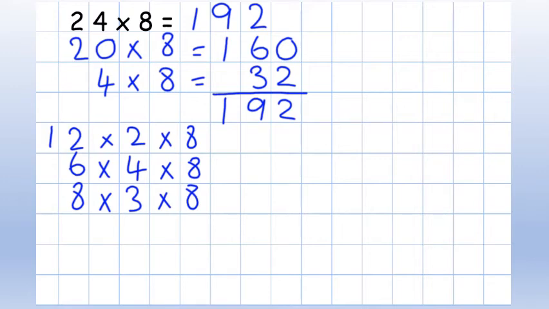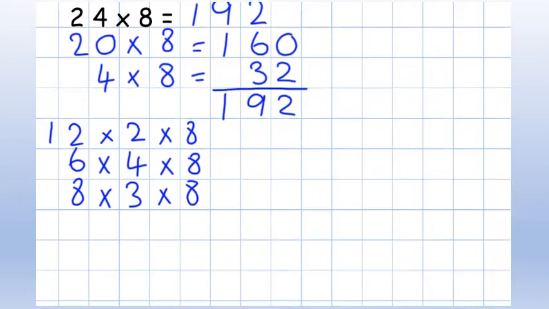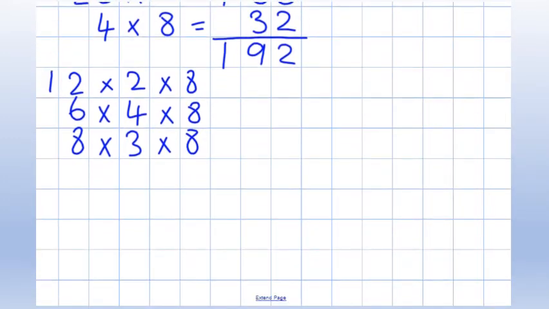So before I roll the board up, just have a look at the first method and check your working and your answers on that one. Hopefully you've all given yourself a big tick. Right, I'm just going to roll the board down then so that we can crack on with these. So 12 times 2 times 8.